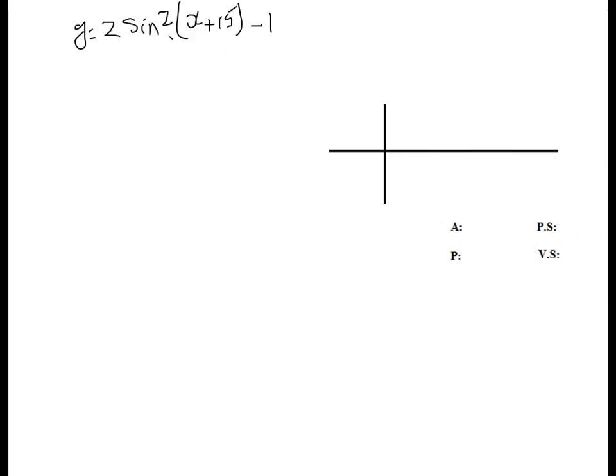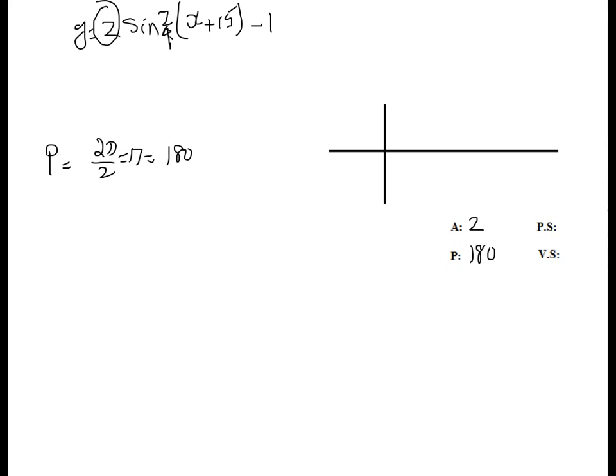Okay, the last example: y is equal to 2 sine(2(x + 15)) minus 1. Again, the amplitude is the coefficient of sine, which is 2. To find the period, we are going to use the value of b, which helps us find the period. So period is equal to 2 pi over 2, which is going to be pi, which is 180. So the period is 180.